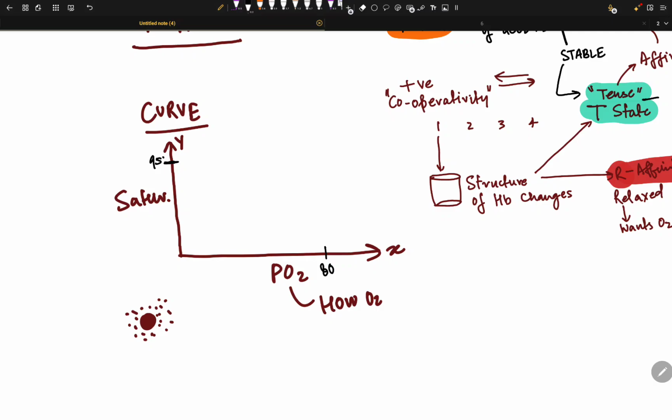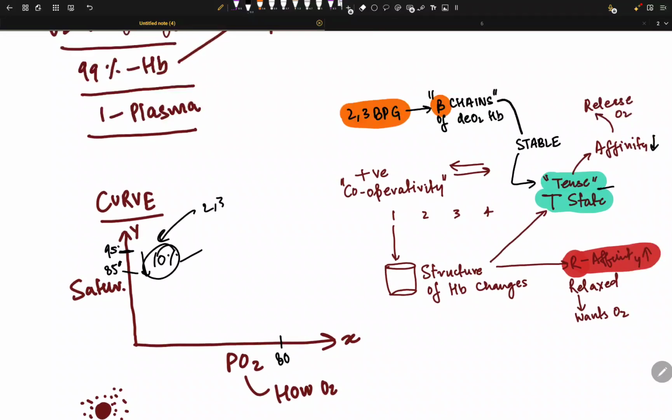So after I add 2,3-BPG to this equation, what's going to happen is that at the same PO2, at the same partial pressure, the hemoglobin saturation will actually drop. Maybe it's gonna go to 85 now. Now, where did this missing 10% of oxygen go? That's the question. It actually went inside the tissue. That's what happened, and this is why oxygen delivery improves under the influence of 2,3-BPG. So that's the concept I was trying to put in, and we see a right shift here.